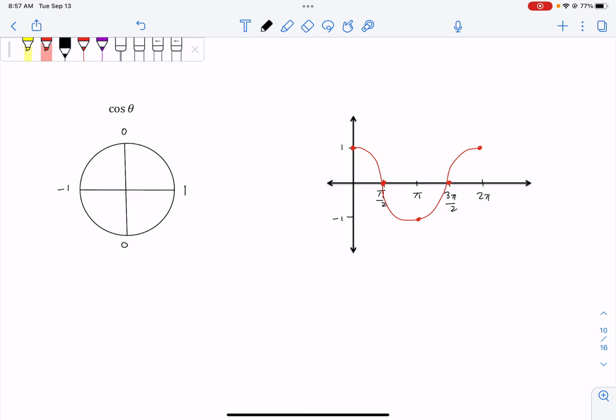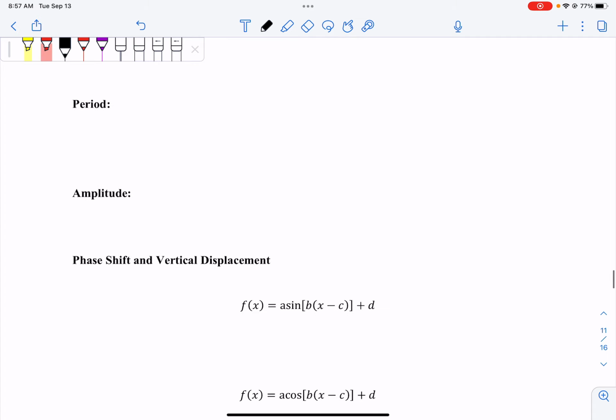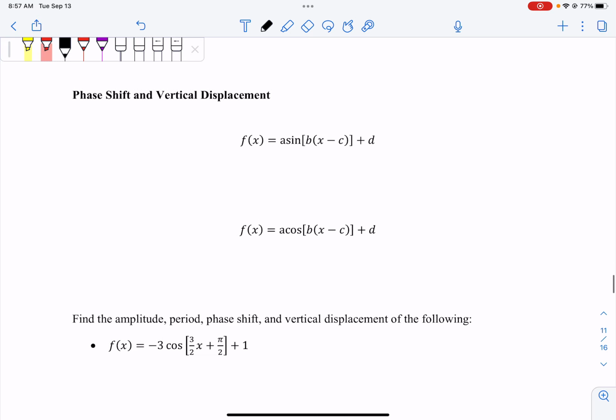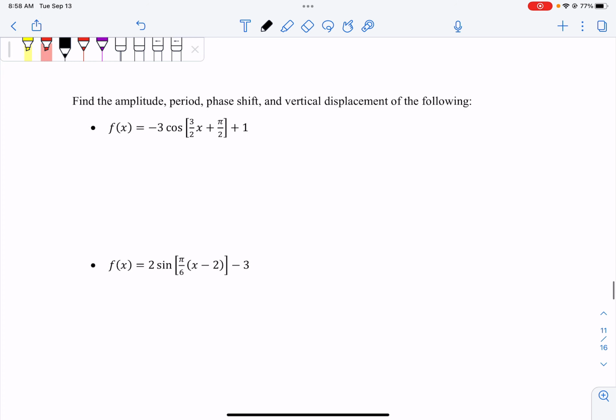It's important for you to know this because we're going to combine what we learned with the transformation stuff with trigonometry. Right? For the phase shift and vertical displacement, actually, let's just do an example over here. Okay, I'm going to ignore amplitude and period. Phase shift and vertical displacement just really means how much is it moving to the left or right, and up and down.